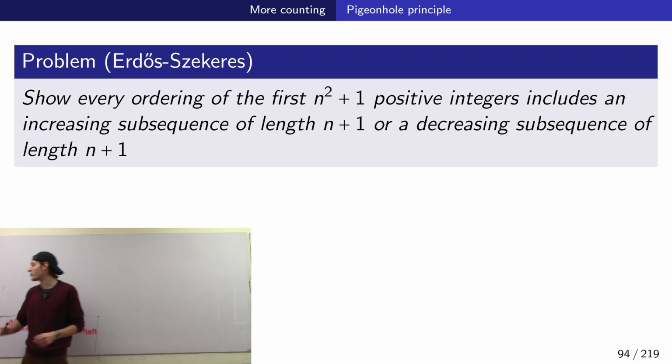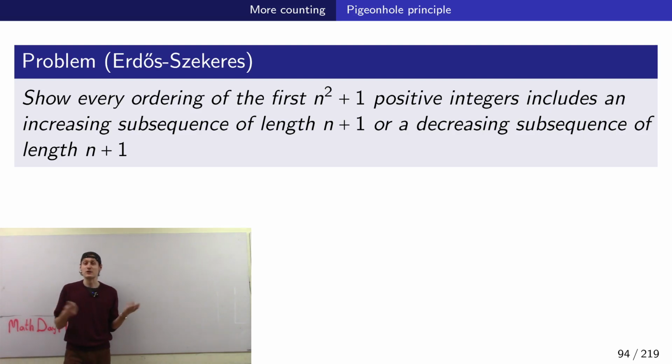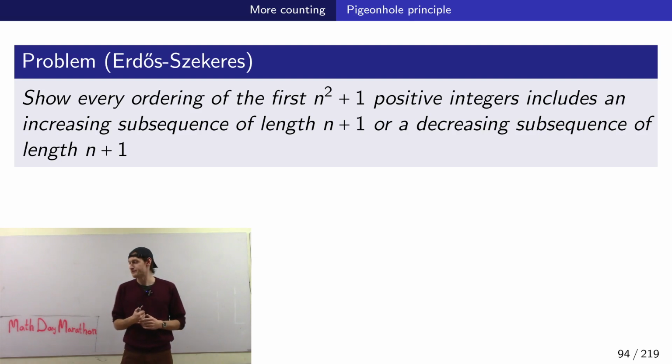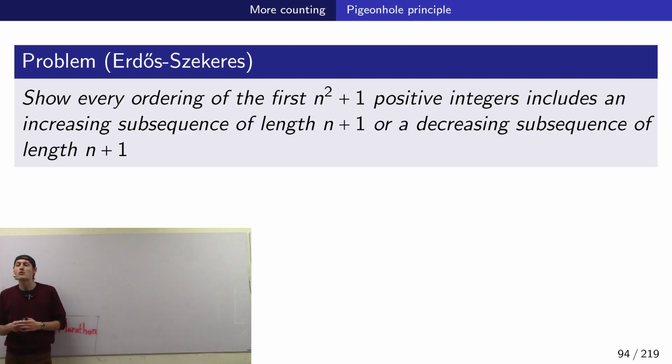Show that every ordering of the first n squared plus 1 positive integers includes an increasing subsequence of length n plus 1 or a decreasing subsequence of length n plus 1. For a subsequence to be increasing, we want every integer to be bigger than the last, and for a decreasing subsequence, we need every number to be smaller than the last.